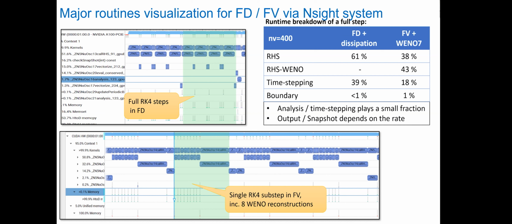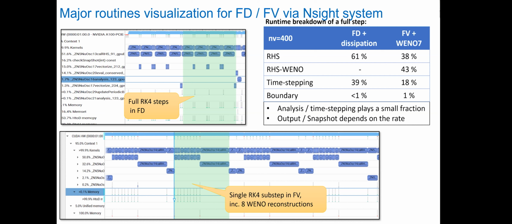As expected, most of the time is spent on calculating the right-hand side for finite differencing. And for finite volume, it even spends a lot of time in the WENO reconstruction. So these two functions basically took the largest fraction of our simulation if we don't consider the output and the analysis. For the finite differencing, you can see clearly that within the RK4 step, there are 4 sub-steps to calculate the right-hand side.